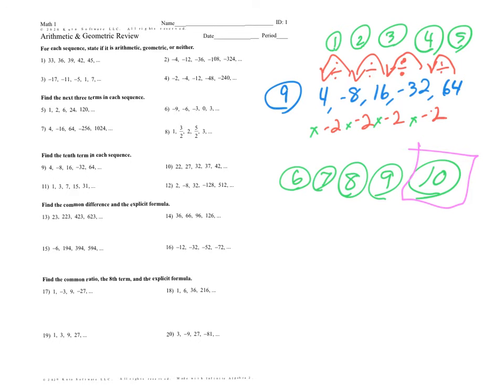So that is one way, I can just continue to multiply this on. So what I'm going to do is 64 times negative 2, and that gets me negative 128. And then I'm going to do negative 128 times negative 2. That gets me positive 256. Then I'm going to do positive 256 times negative 2, and that gets me negative 512. And I'm going to multiply that by negative 2, and that gets me positive 1024. And I'm going to multiply that by negative 2, and I get negative 2048.